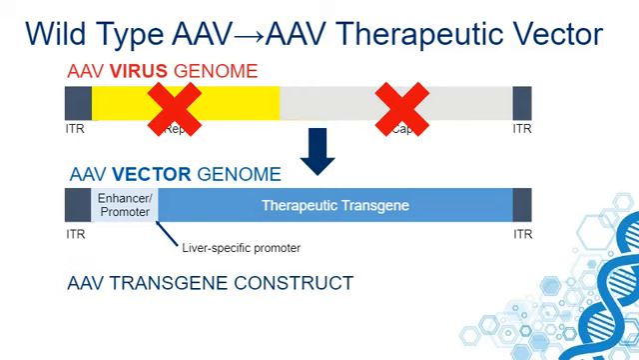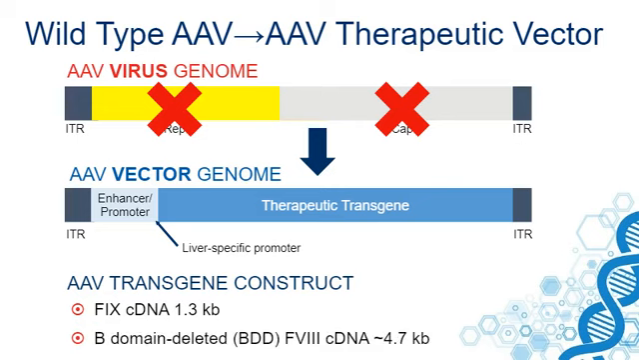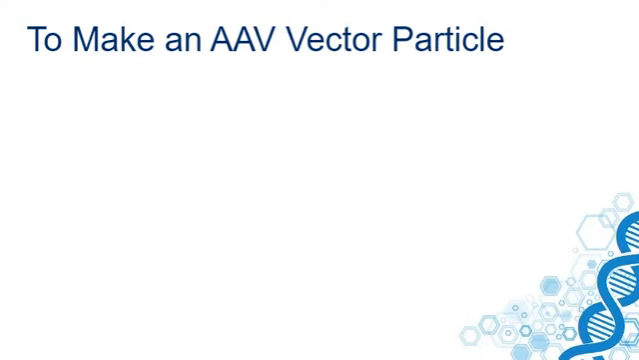At the bottom of the slide, you see that the transgene inserts vary between factor IX, where the cDNA sequence is about 1.3 kilobases in size, and for the B domain deleted factor VIII, about 4.7 once the B domain coding sequence has been removed.